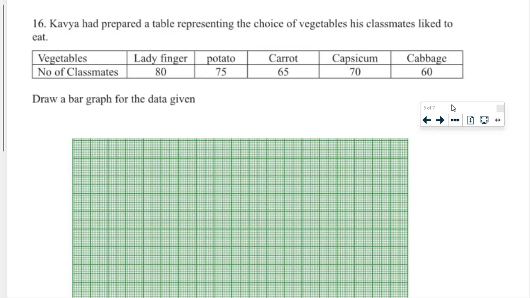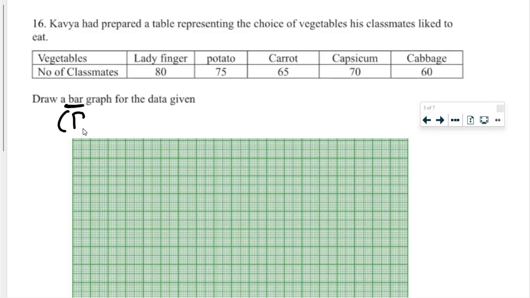Now, question number 16 is talking about Kavya had prepared a table representing the choice of vegetables his classmates liked to eat. We have vegetables and we have number of classmates. Ladyfinger liked by 80 people. Potato liked by 75. Carrot liked by 65. Capsicum liked by 70 people. Cabbage 60 people. Draw a bar graph.